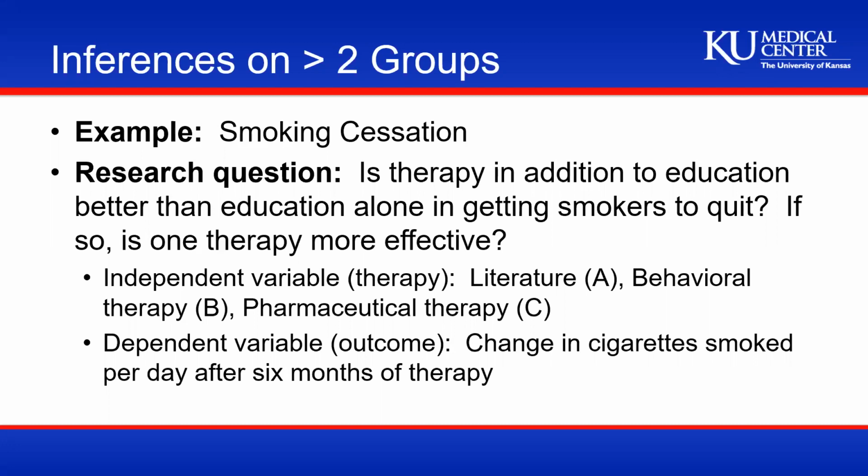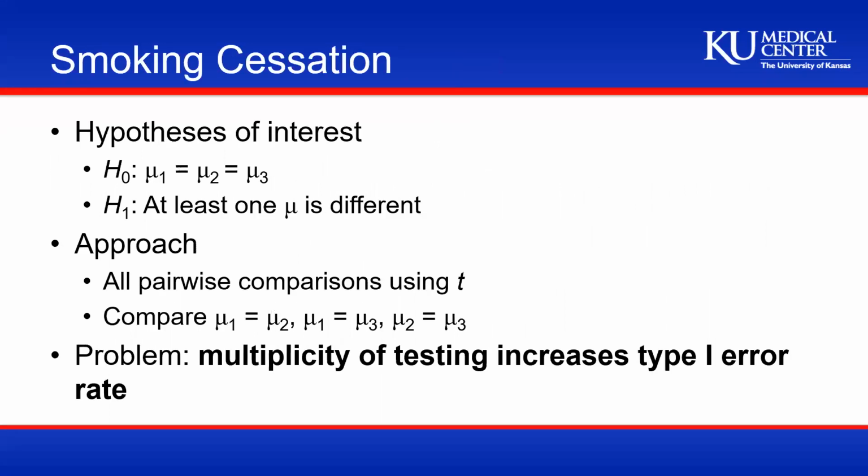And then, again, this is a contrived example. Rather than looking at quit rate, we're going to look at the reduction in cigarettes. Hopefully there's some kind of change in their behavior after 6 months of therapy.